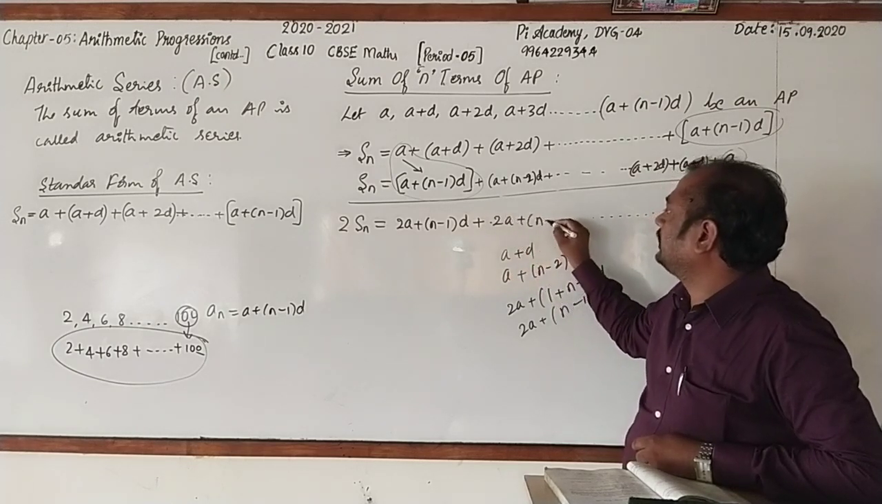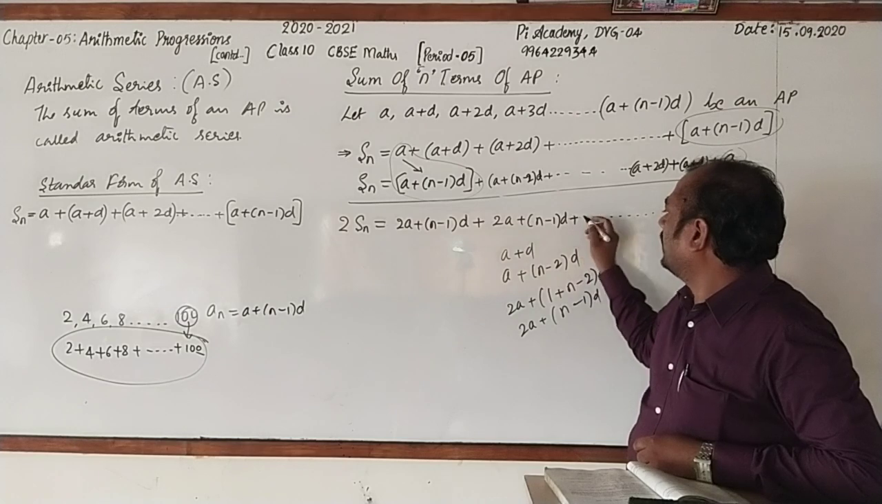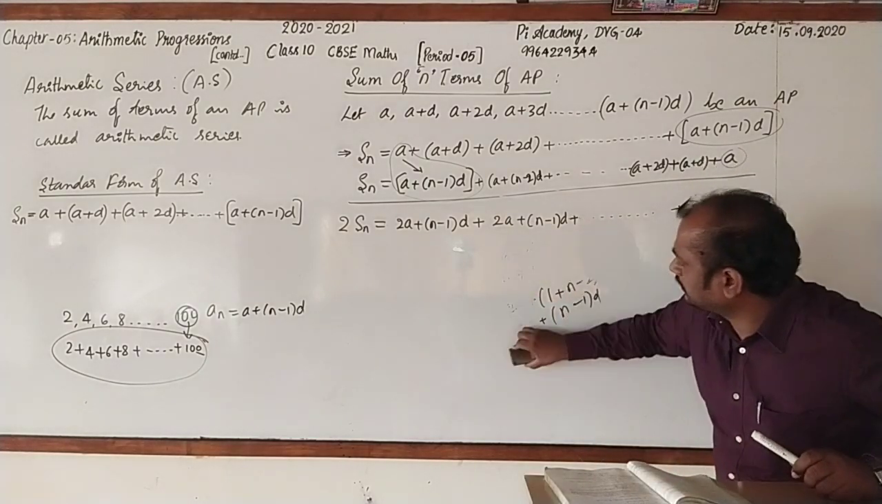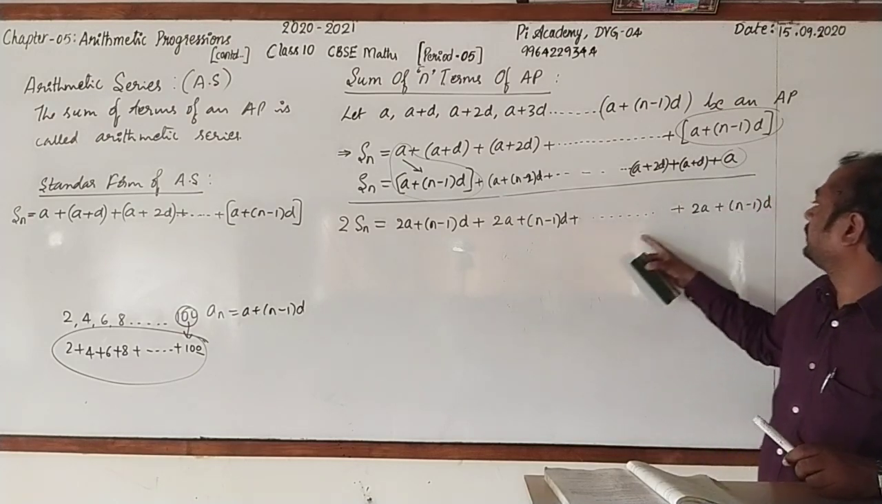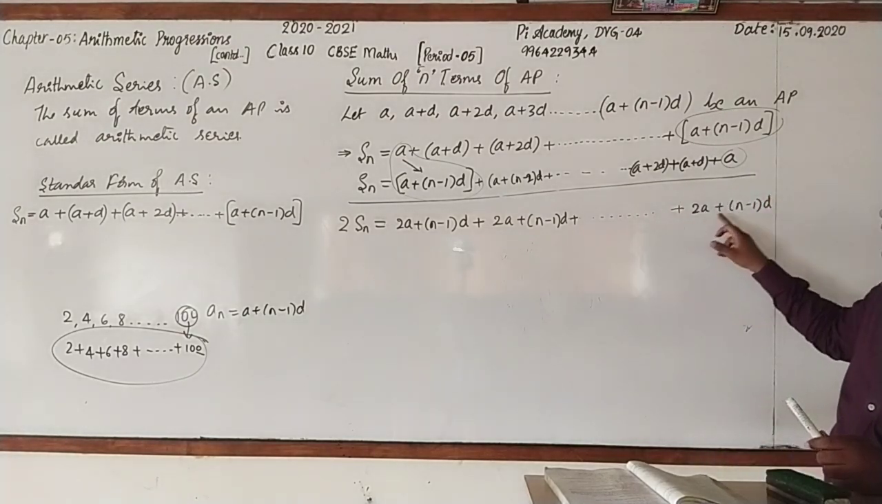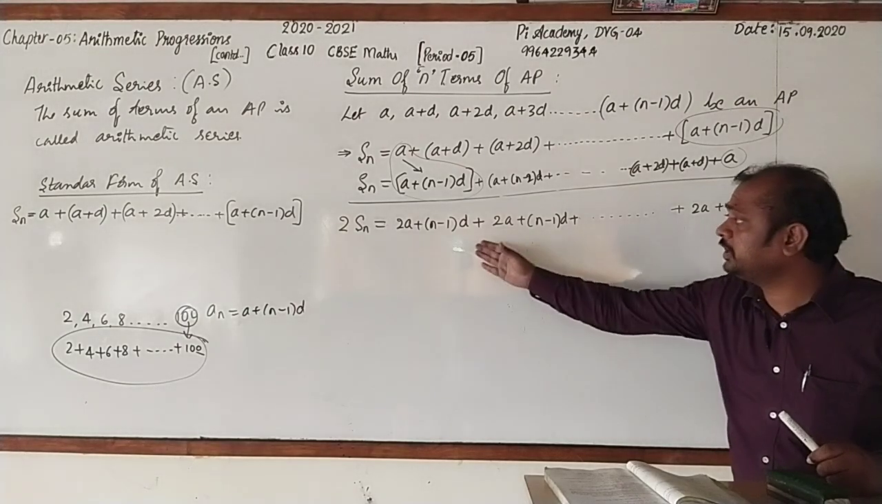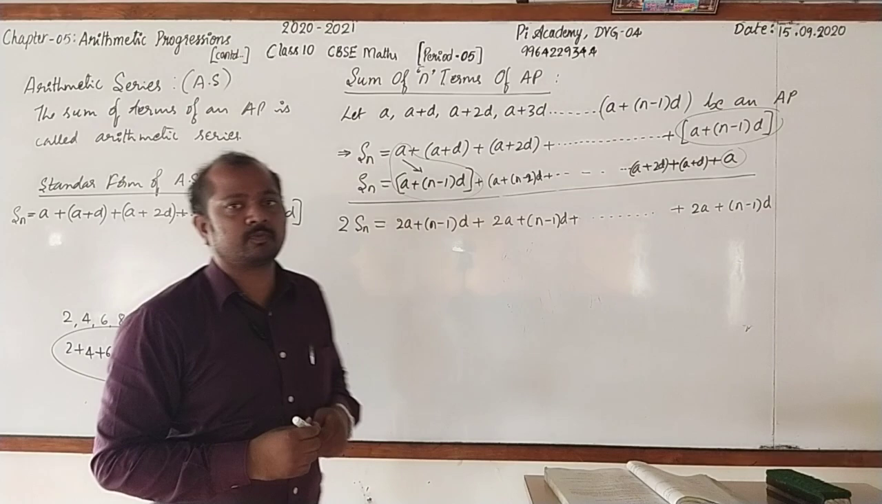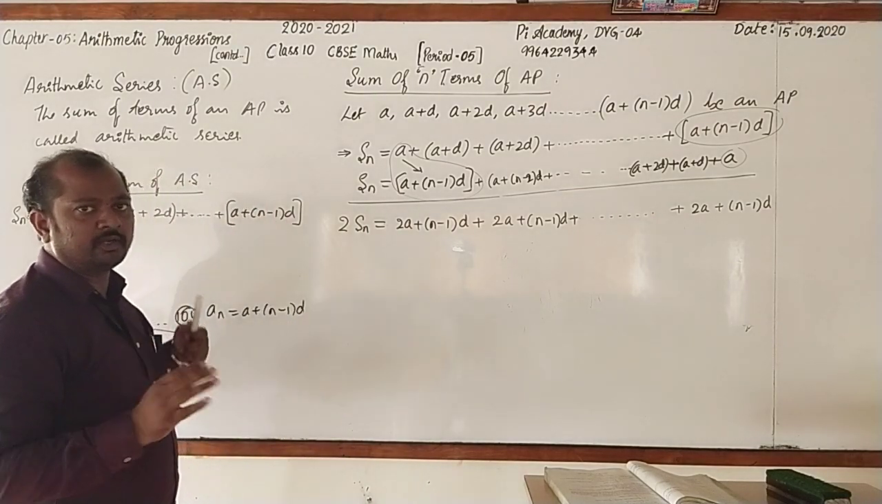2a plus of n minus 1 into d. Plus again 2a plus of n minus 1 into d. Again 2a plus of n minus 1 into d. At last 2a plus of n minus 1 into d. How many times? There are n times 2a plus of n minus 1 into d. Hope that you have understood.